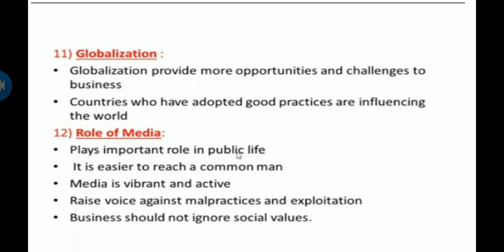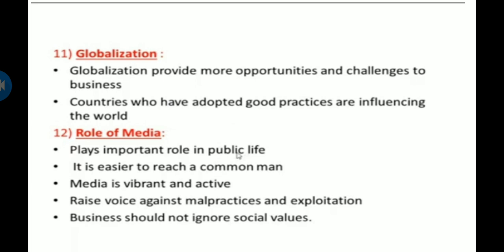12th point is role of media. It plays an important role in public life. It is easier to reach a common man. Media is vibrant and active, and raises its voice against malpractices and exploitation. Business should not ignore social values. This is the last point of the need of social responsibility. Media is the most dominating force today. The reach of media has increased due to newspaper, TV, internet, etc. Media can raise its voice against business malpractices and exploitation of consumers. It can influence the people in the society. Hence, business organizations should not neglect their social responsibility. These are all the needs of social responsibility.